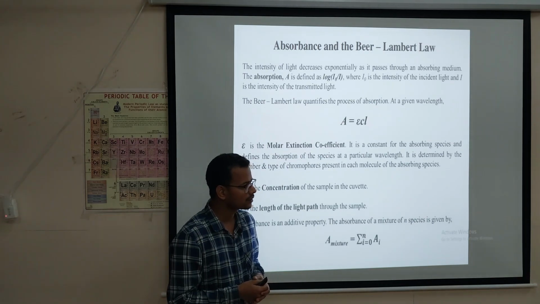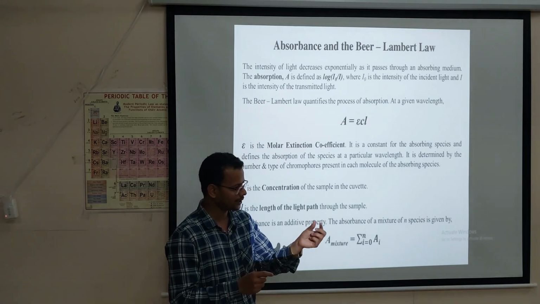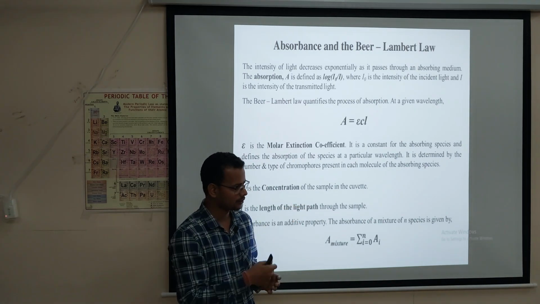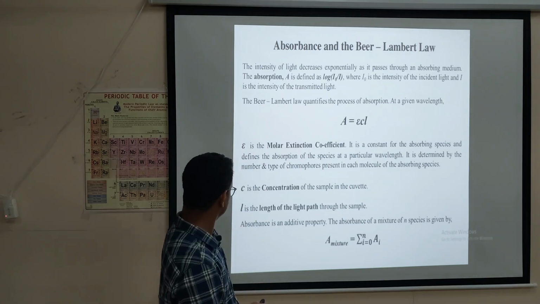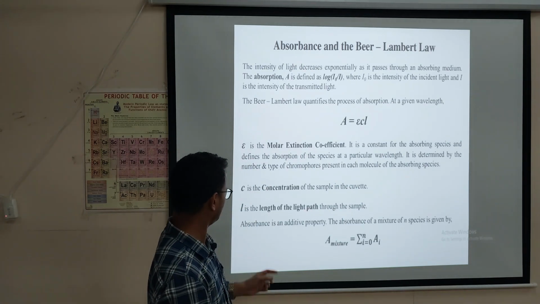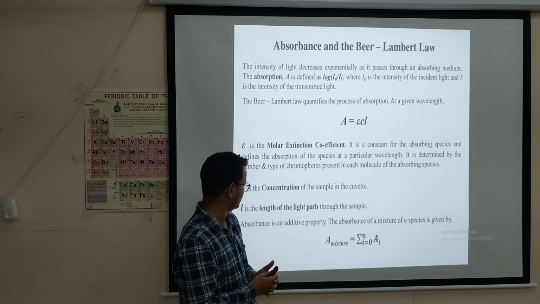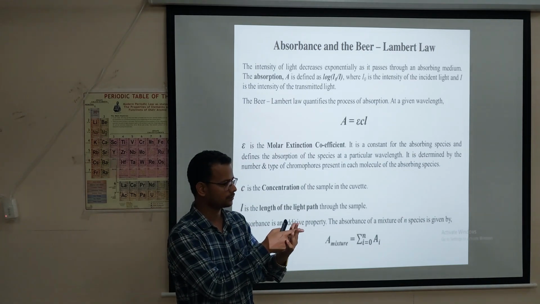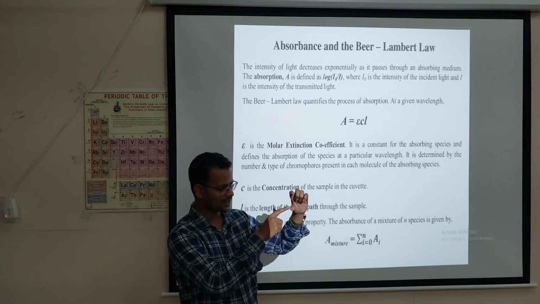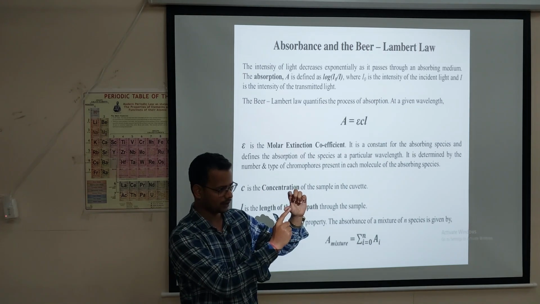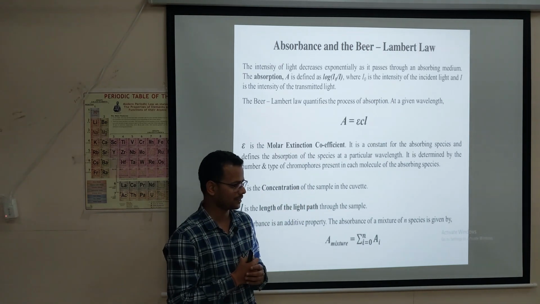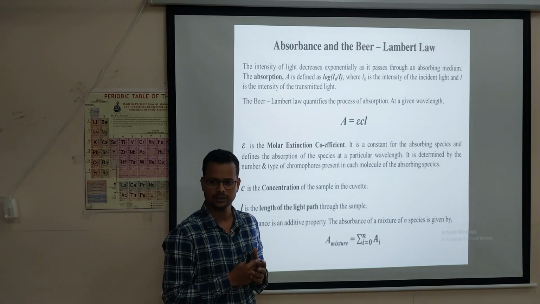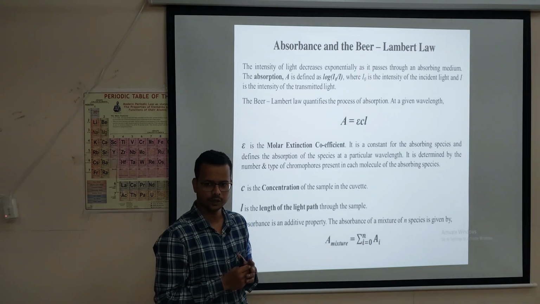Light. L is the path length of the cuvette, 1 centimeter. L is our path length, you know. L is the path length of the cuvette, 1 centimeter square, through which the light will pass. In the cuvette, 1 centimeter square is there, 1 centimeter by 1 centimeter. When light passes through it, that is the path length. Clear, or do you have a doubt, Roshan?